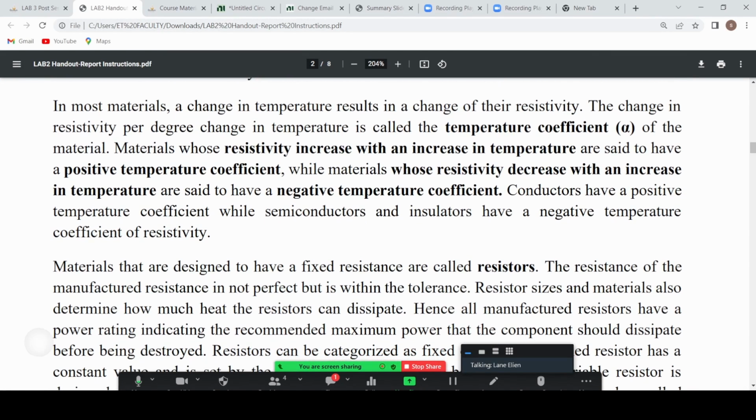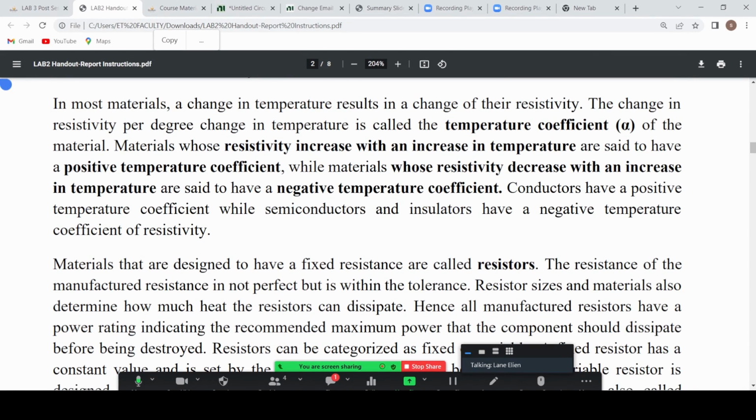For most materials, temperature affects this resistivity. So this coefficient of resistivity is affected by temperature for some materials. For some materials, as the temperature increases, this coefficient of resistivity increases, and that is called positive temperature coefficient. While some materials, when the temperature increases, the resistance in the material decreases, and this is called negative temperature coefficient.